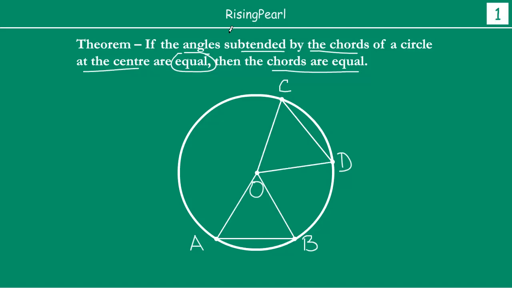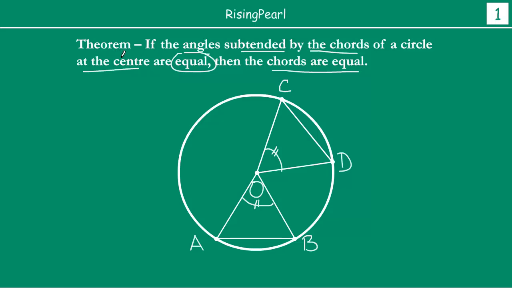Now दोस्तों, we have drawn these two chords in such a fashion that when we join AO and BO, similarly when we join CO and DO, that is the angle subtended by this chord AB at center O is this angle. Similarly, the angle subtended by our chord CD at center O is this angle. So दोस्तों, we have drawn these two chords AB and CD in such a fashion that these two angles are equal. So दोस्तों, this is very important for you to understand कि theorem में क्या कहा जा रहा है.